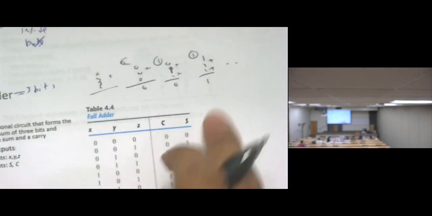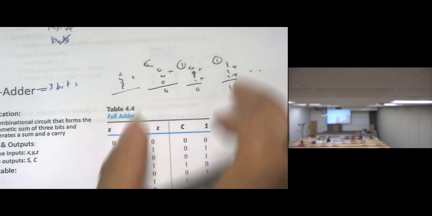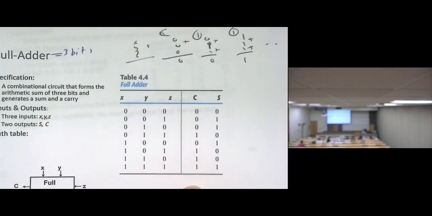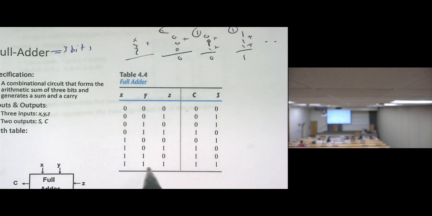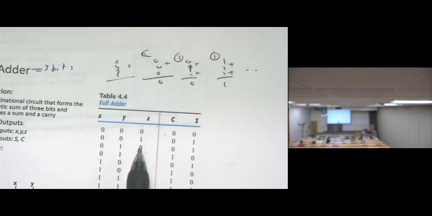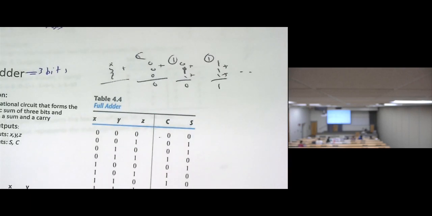So, instead of representing this this way, we can make it as a truth table. So 0 plus 0 plus 0 is 0, carry 0. Then 1 plus 1 plus 1 is 11, so the sum is 1 and the carry is 1, and so on. Okay, does everyone understand how to make the adders? It's so simple. It's just applications of what we learned before.